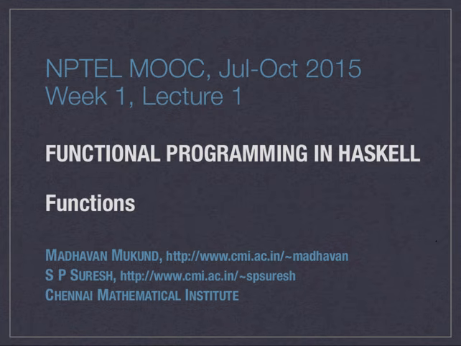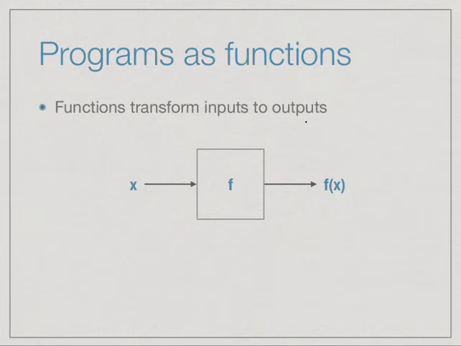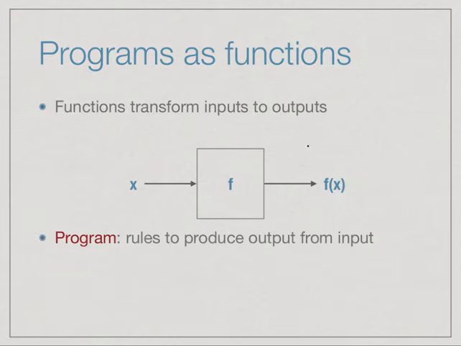So welcome to the first lecture of the course Functional Programming in Haskell. Functional programming starts with the point of view that a program is a function. Abstractly, a function can be thought of as a black box that takes inputs and produces outputs. In other words, a program is a function that transforms inputs to outputs.